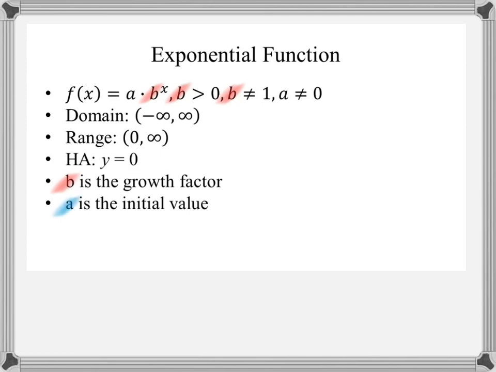A, again, is the initial value, and this will be the y-intercept. And a cannot equal 0 because then we would not have an exponential function. We would just have f of x equals 0, which is just a horizontal line. It's the x-axis.